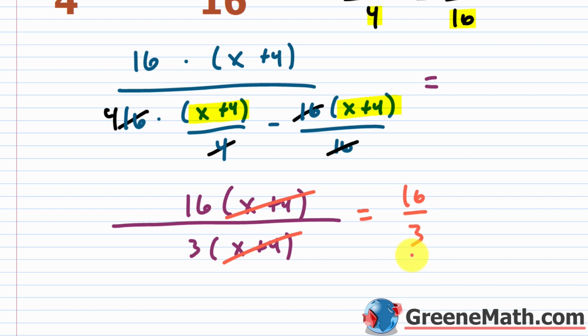Now, if you want to do this the other way, you can. You can go through and distribute here and go through all that stuff, but it's just going to take you a lot longer. I think if you're really good at factoring, this is the way to go.